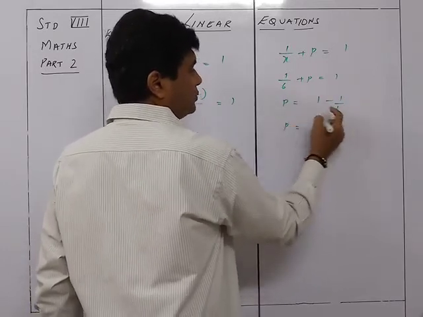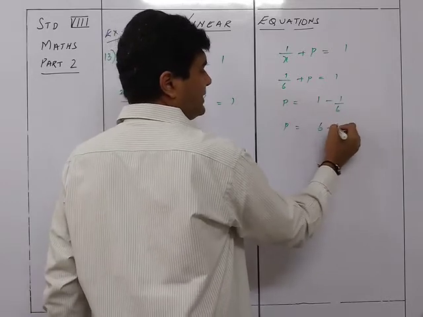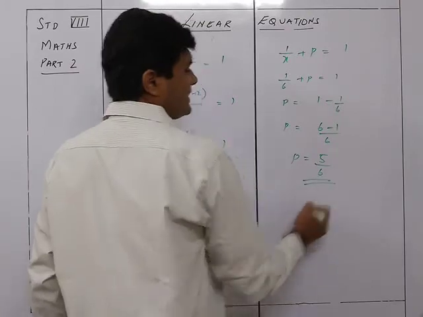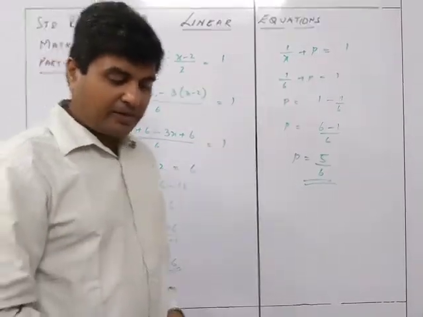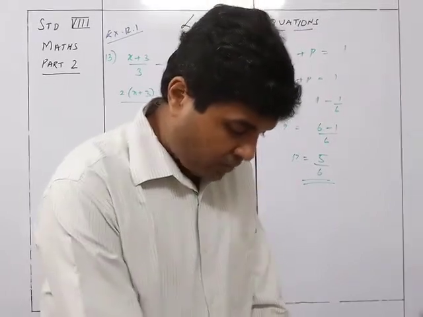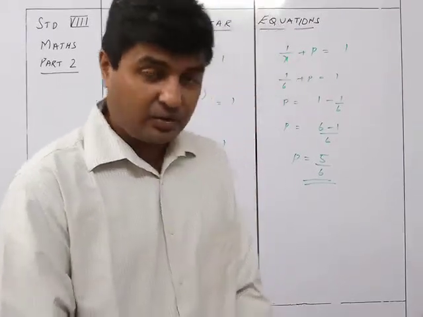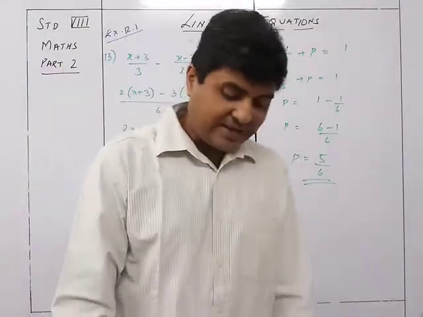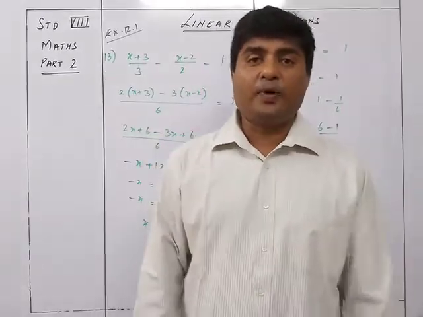So p is equals to, LCM will be 6. So it will be 6 minus 1 upon 6. So p is equals to 5 upon 6. So that's the answer of p for sum number 13. It's p is equals to 5 upon 6 and x is equal to 6. Okay. This was sum number 13, and also this ends the exercise 12.1.